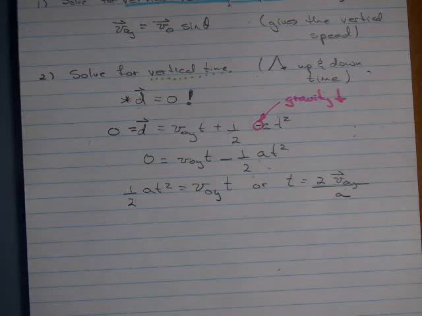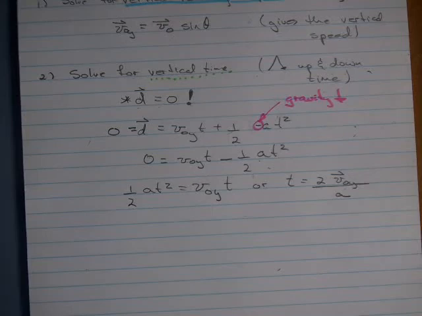The reason why acceleration is negative in this case is because the initial velocity is in the upward direction, and gravity is in the opposite direction, it's downward. So if the acceleration is in the opposite direction of velocity, you switch to negative.